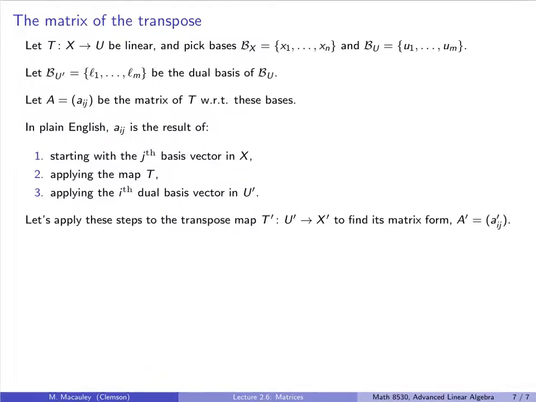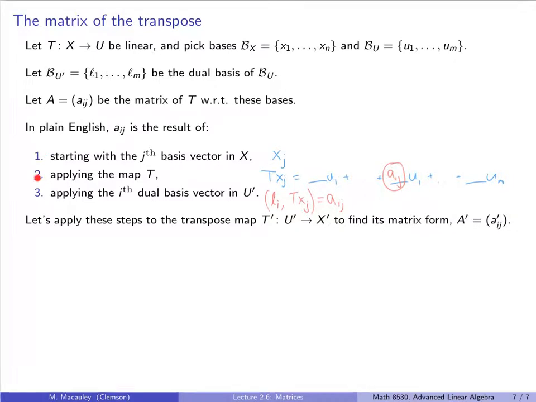in plain English, Aij, that is the ij entry, is the result of, first, starting with the jth basis vector in X, so that is xj, applying the map T, so we get T xj, and then applying the ith dual basis vector. That just means we are picking off the ith coordinate of this. So we get blank times u1 plus, you know, blank times ui plus blank times um, and the idea here is that this Aij is precisely the coefficient of ui. So if we take the ith dual basis vector, Li, and apply that to T xj, that just picks off this coefficient and we get Aij.